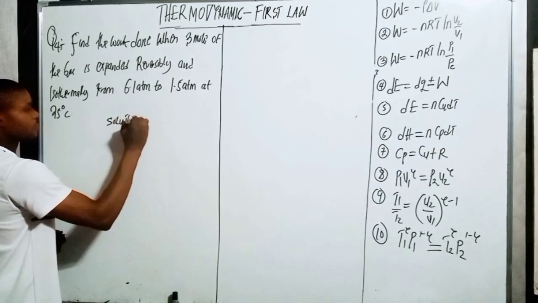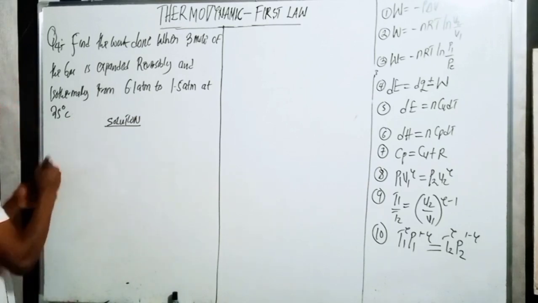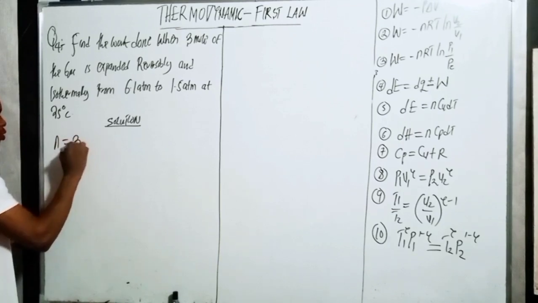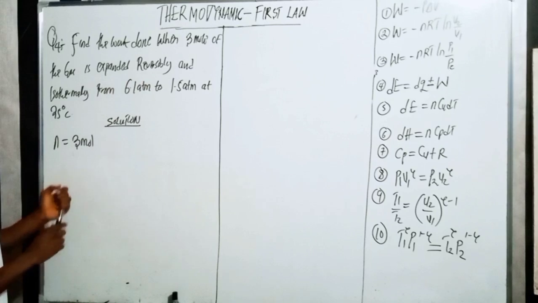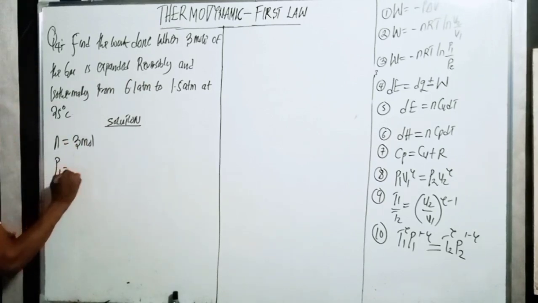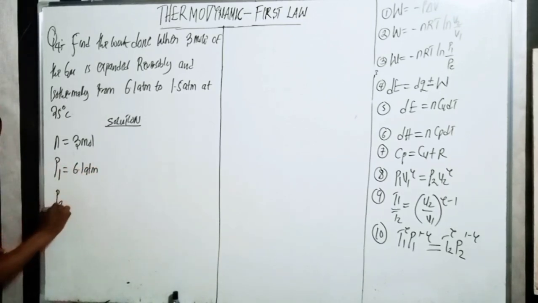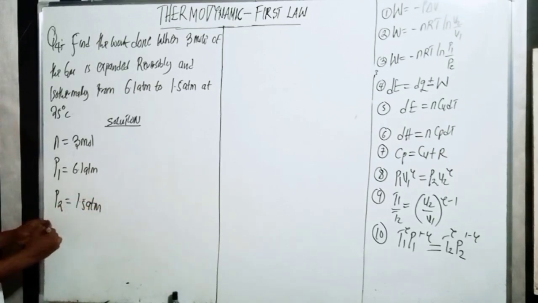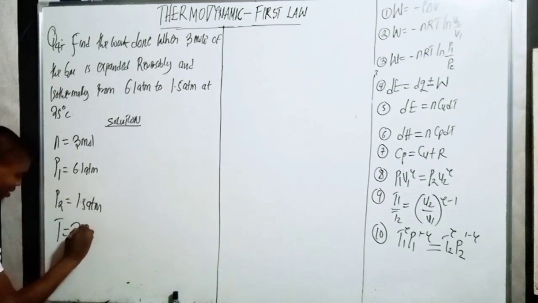Like what I said, what you want to do is to write out all your parameters. So they give me n. n is moles, which is 3 moles, right? Now expanded reversibly and isothermally from, so here I have my P1 is equal to 6.1 atm and my P2 is equal to 1.5 atm. Now what is my temperature? My temperature is 25 degrees centigrade.